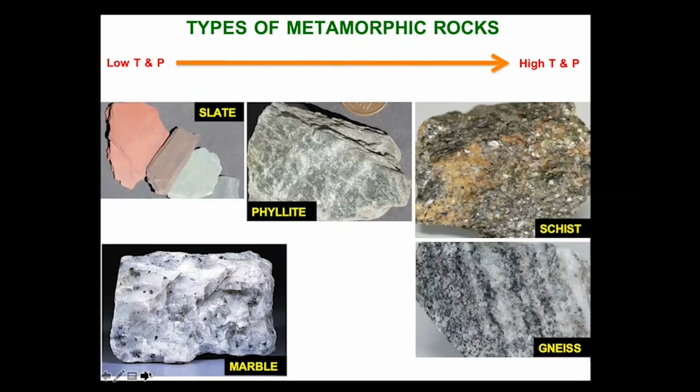There are many different types of metamorphic rock. In the simplest sense, they represent the transition from low temperature and pressure to high temperature and pressure. Slate, for example, which commonly used to be used to put on roofs of houses, is a low pressure, low temperature metamorphic rock. On the other hand, when we get up to the top on the right-hand side, look at the schist and the gneiss. Those are high temperature and high pressure.